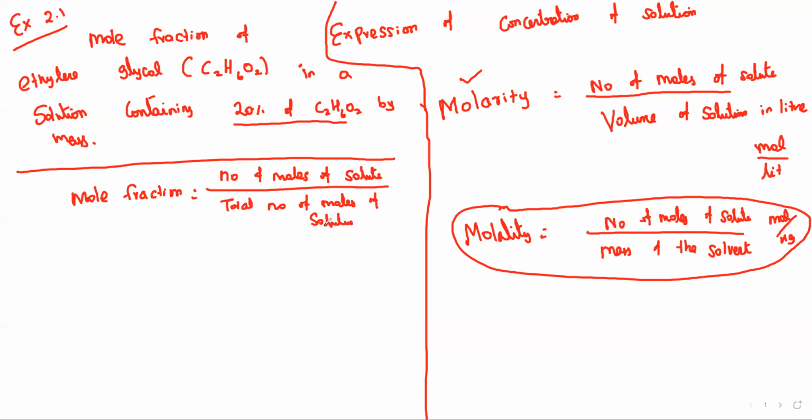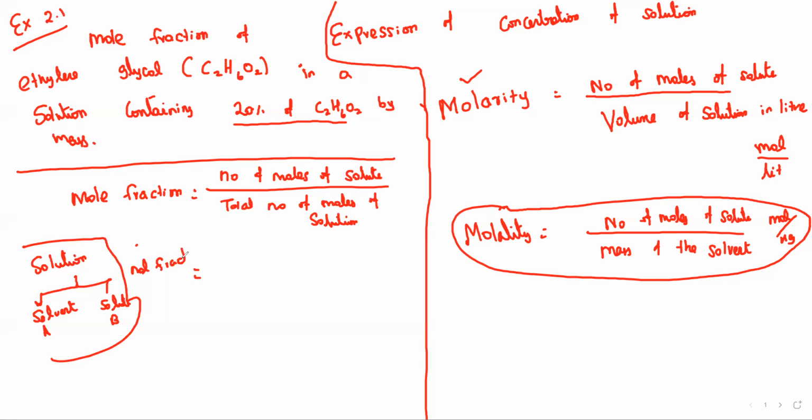The solution basically contains two things. One is the solvent, let it be A, and the solute, let it be B. So what we have to find is the mole fraction. Mole fraction is the number of moles of A divided by the number of moles of A plus B. Is that clear? Yes. Okay.